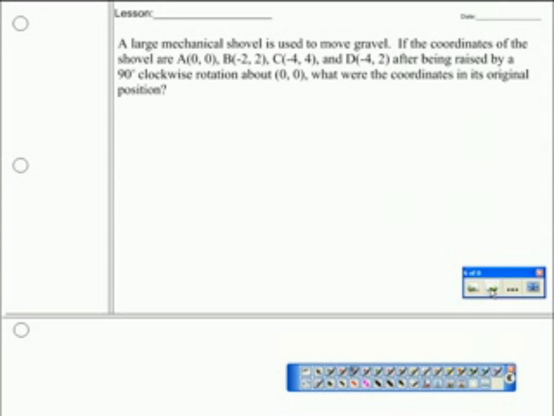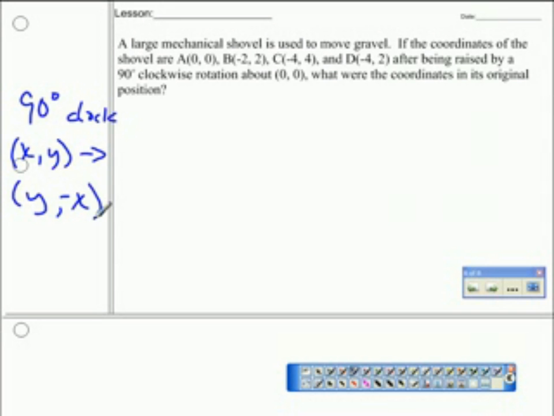This is a 90 degrees clockwise rotation. We take X and Y, and they become this. So what would we have to do? Take this Y, move it over here, and then put another negative sign in front of it, correct? And then take this one and move it back, the Y. Well, that's the original A. That would be easy, because (0, 0) is still going to be, yeah.